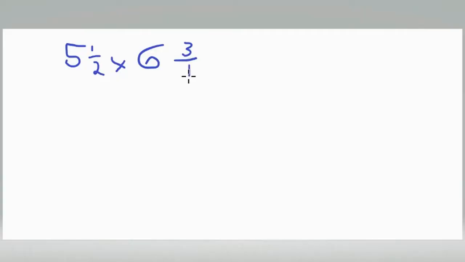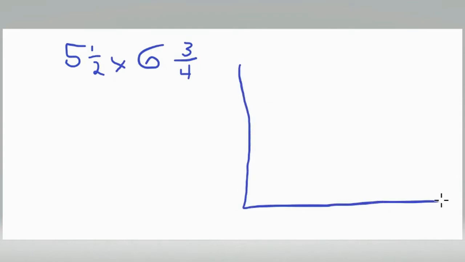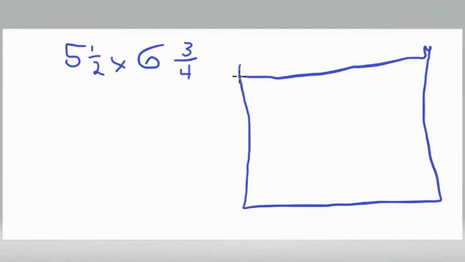I want you to go ahead and do this with me, so make sure you have a piece of paper handy. So first you're going to go ahead and draw your area model. And then you're going to go ahead and separate 5 1/2 and then 6 3/4. We're going to split this up.